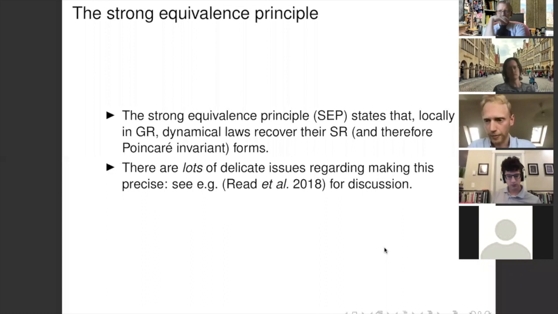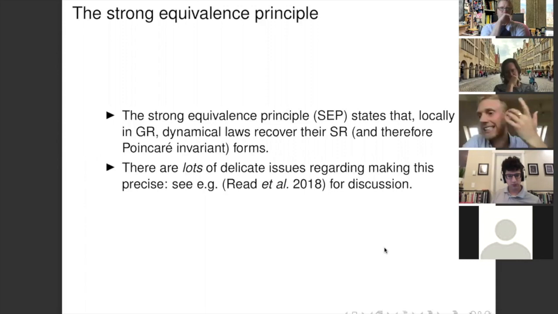Harvey Brown and Dennis Lehmkuhl and I tried to be careful about some of these things in this 2018 paper, although people are still a bit concerned that it is not sufficiently mathematically precise. So for example, there's this paper by Weatherall, which has just come out on the PhilSci archive, which is saying that more needs to be done to render this SEP mathematically precise. I think Weatherall is right there, but I think that the SEP is still kind of morally correct. It seems to be true that locally general relativistic dynamics recovers its special relativistic form. And indeed, it seems to be empirically true as well.